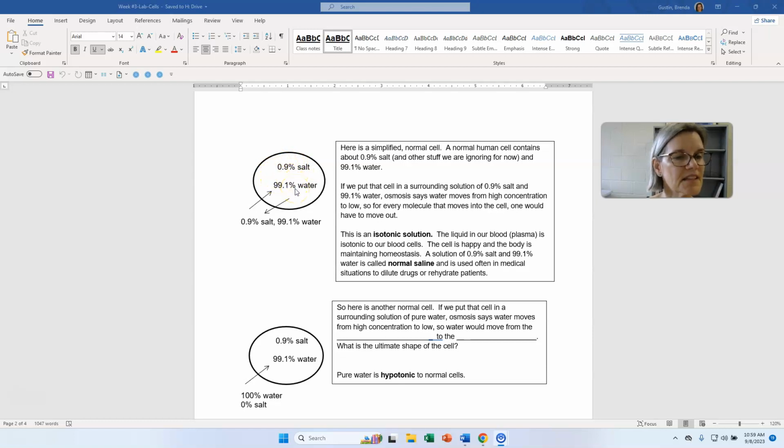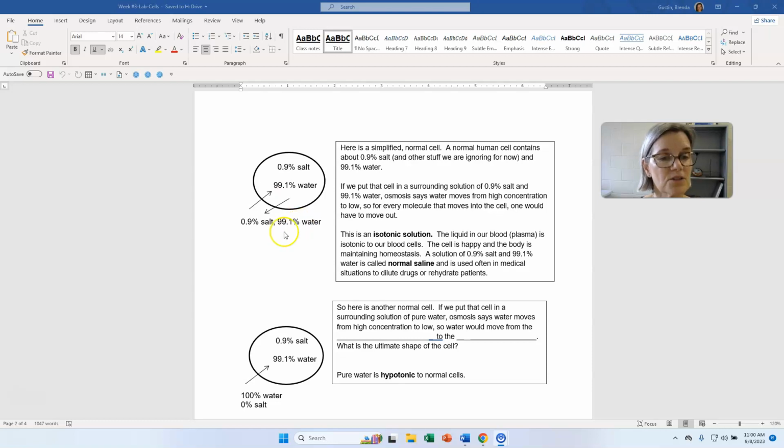So if we take that cell and we put it in a solution that has 0.9% salt and 99.1% water, we can see that the concentration is the same on the inside and the outside. Osmosis says water moves from high concentration to low. So here I have water moving, 99% water, 99% water. Every molecule of water that moves out of this cell, it's going to cause another molecule to move in order to keep the concentration the same on both sides.